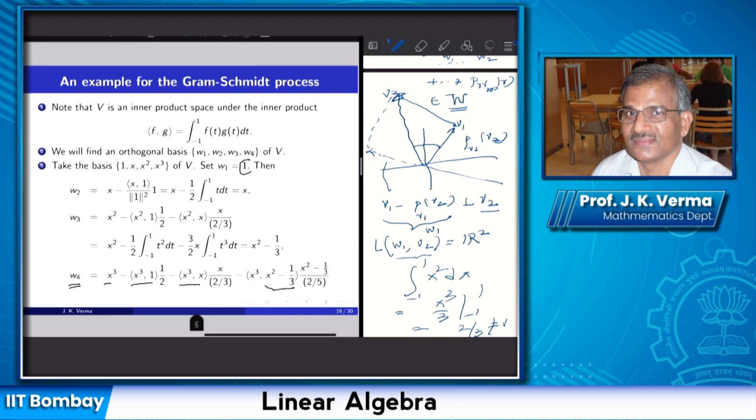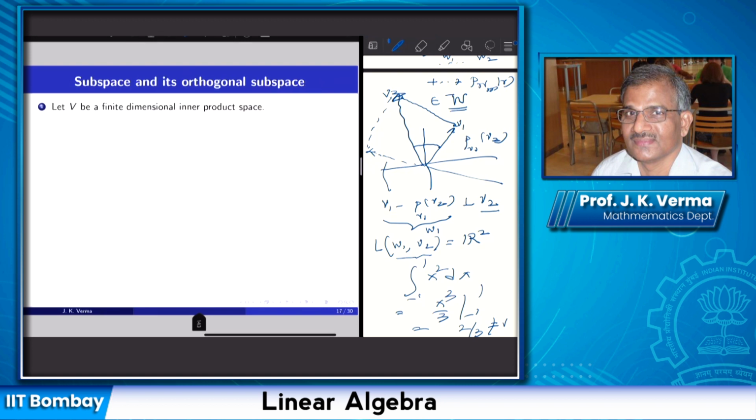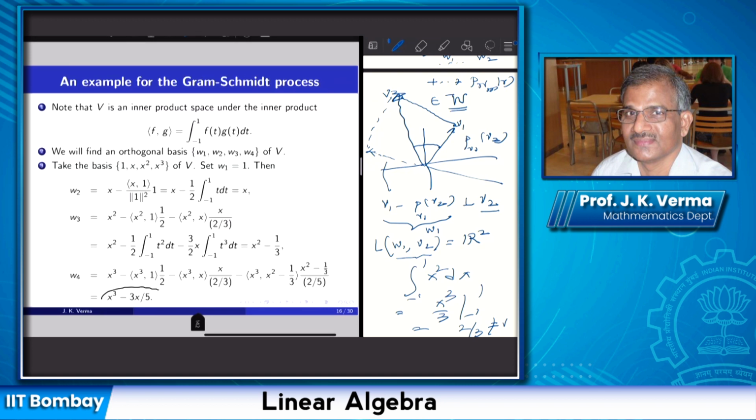So I have to take the previously constructed mutually perpendicular vectors, and I pick a new vector and take its projection along these 3 directions, add those, and then subtract from x cube. I will get a vector W4, which is perpendicular to W1, W2, W3. If I do this, it turns out to be x cube minus 3x over 5. So these polynomials: x cube minus 3x over 5, x square minus 1/3, x and 1.